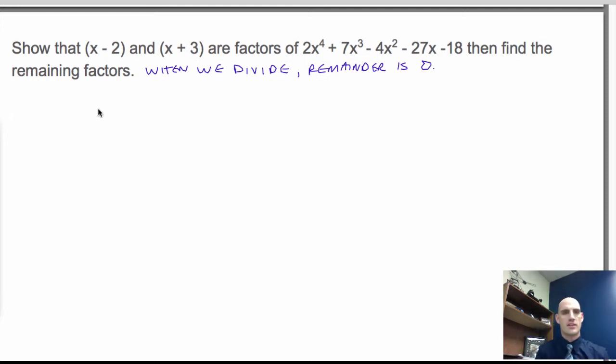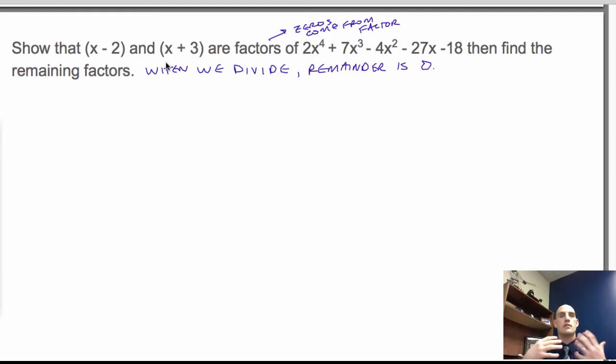Well, if I'm showing that these are factors, these are zeros. This is the process of finding zeros. So zeros come from this. Because if I had x plus 3 equal to 0, I could say, oh, hey, look at that.